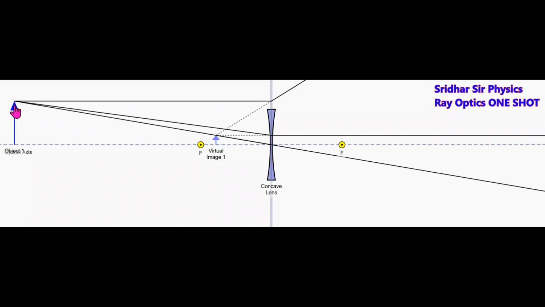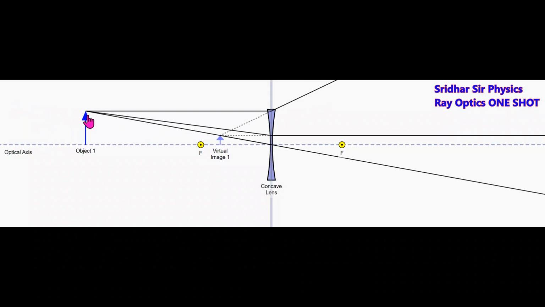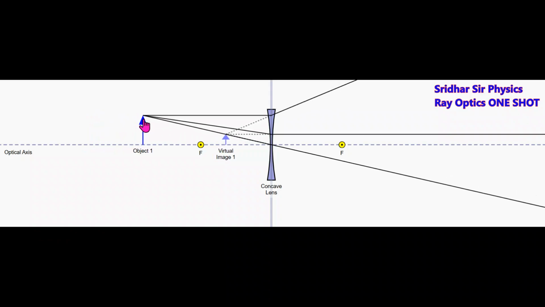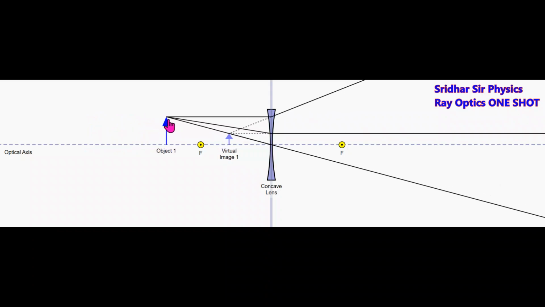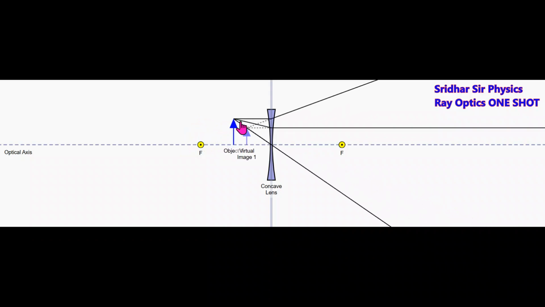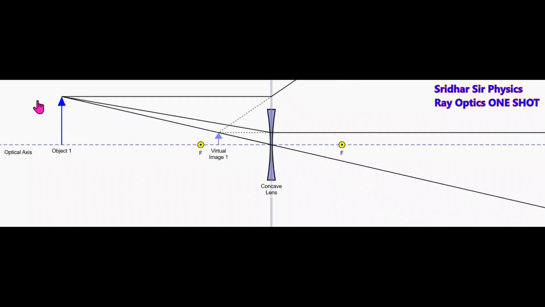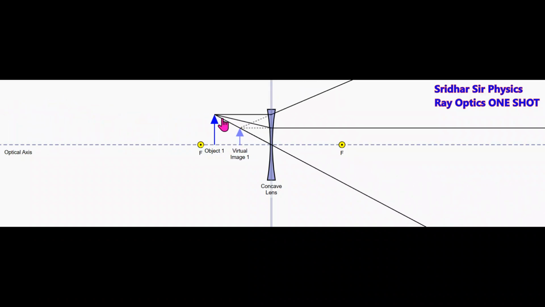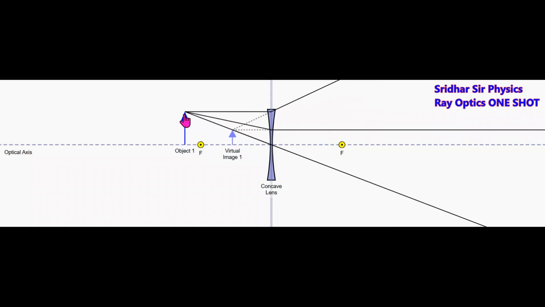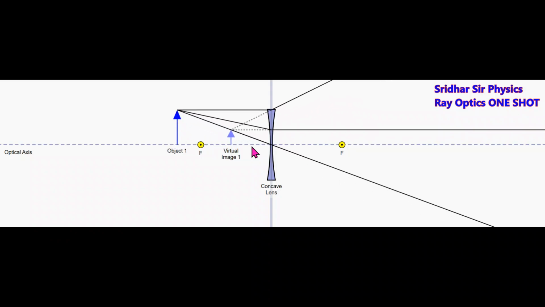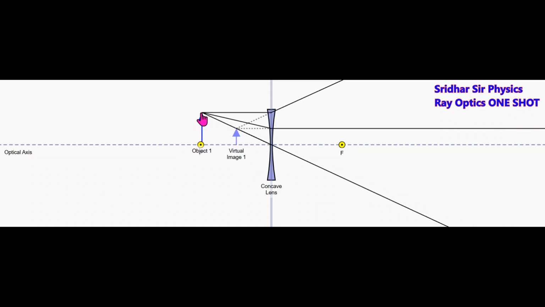As I move this object, look at the position of the image. The virtual image will be erect, virtual, erect, and diminished only. As we change the position of object, anywhere at focus also it will be virtual. So anywhere if you move the object from minus infinity to the pole, what about the image? The image will move between focus and the pole, and it will be virtual, erect, and diminished. You can see clearly.